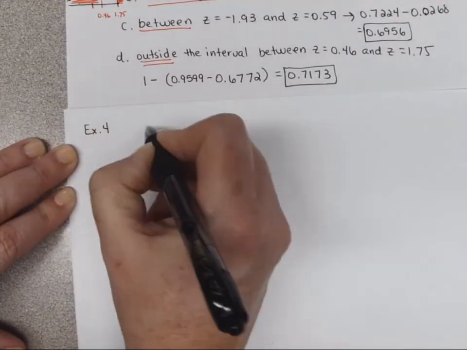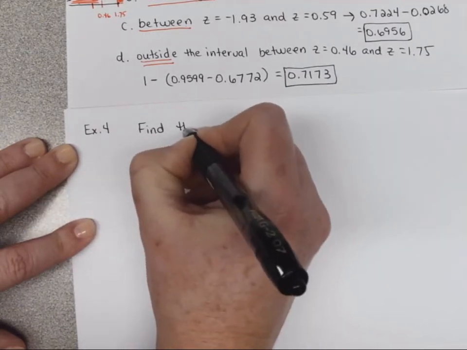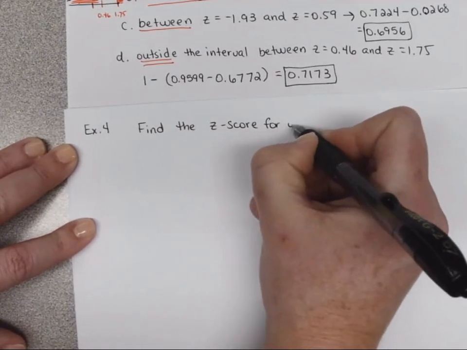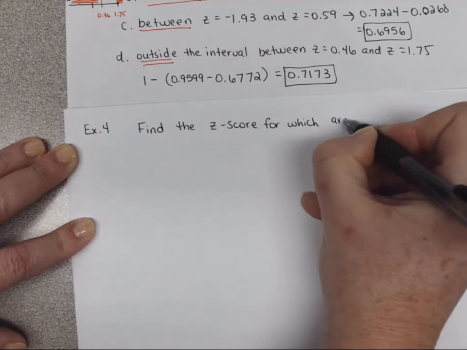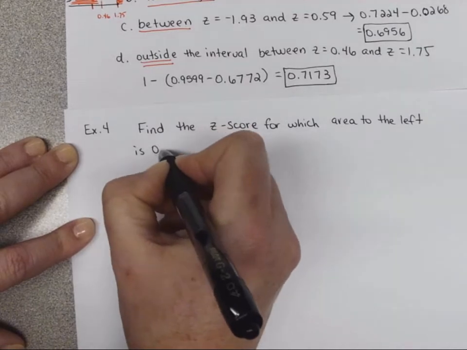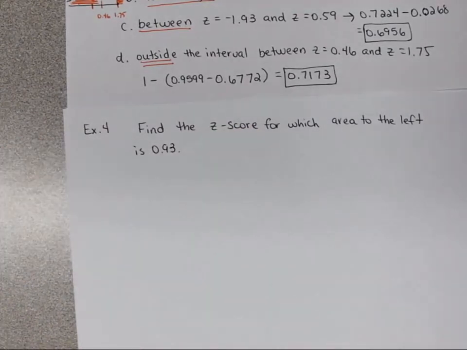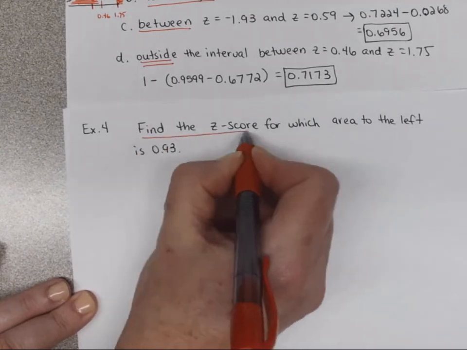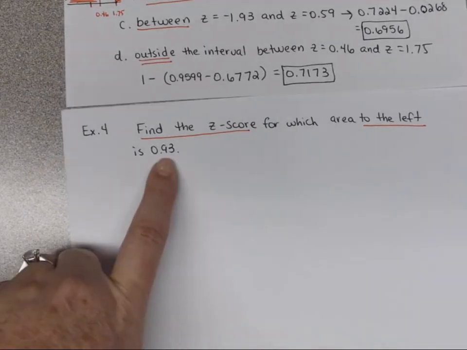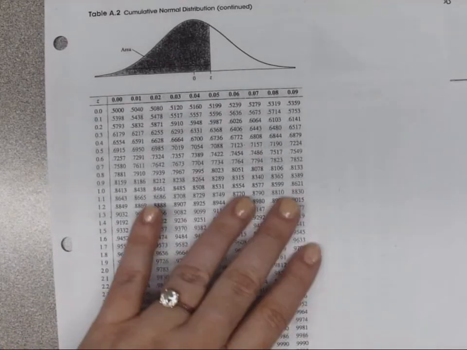Okay, so what about this? Find the z-score for which the area to the left is 0.93. Okay? Notice this time I'm asking you to find the z-score, but we are still talking about the area to the left. In other words, in the other problems I gave you the z-score and I said, hey, tell me the area. This time I'm telling you the area and I'm asking you to match that up with the z-score.